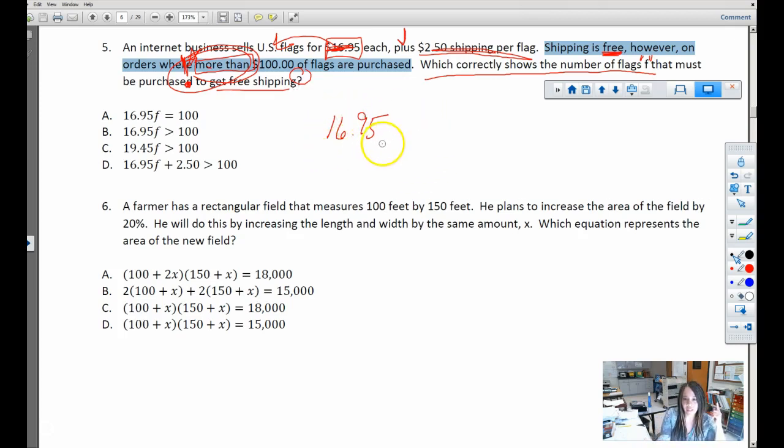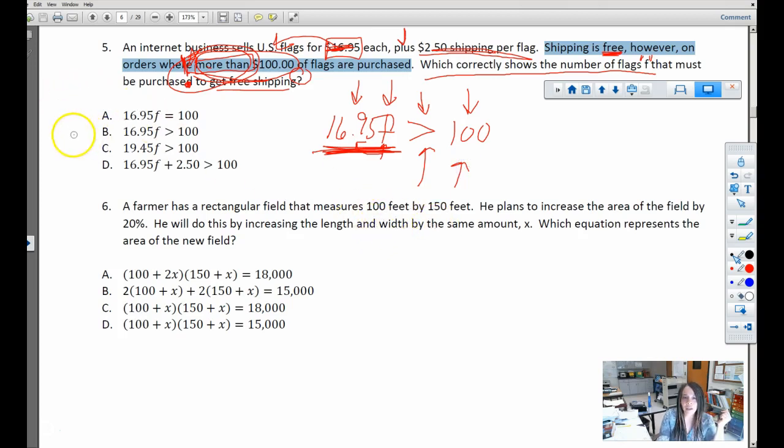If they're each $16.95, I can put $16.95F, because that means for every one flag, I'm going to pay $16.95. If I got 2 flags, it'd be 2 times $16.95. 5 flags, 5 times $16.95. But we don't know how many flags are bought, but we want to know how many would be needed to get to more than $100. Literally, you write it like you see it. More than goes like this, because the open side is more, $100. More than $100. So the cost of the flags, how many flags you buy, that together has to be more than $100. All right?